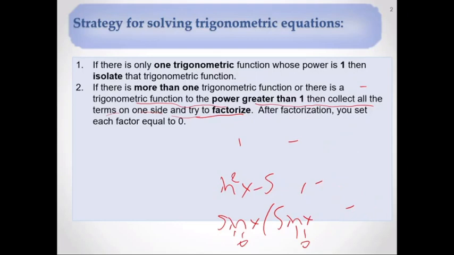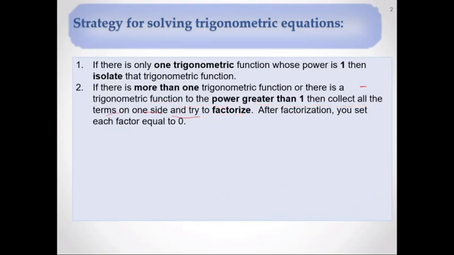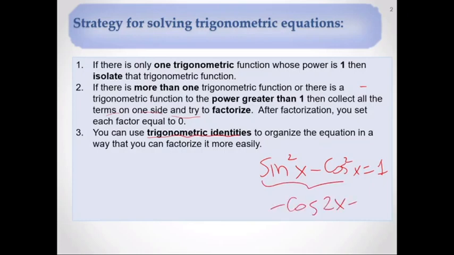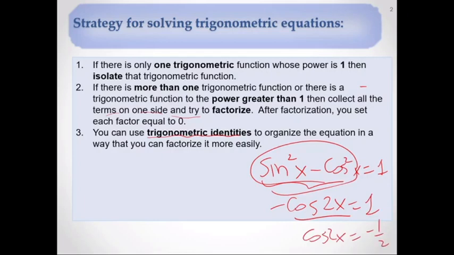And another way is, sometimes you might be given some different terms, and you can use trigonometric identities to organize them. For example, I say sine squared x minus cosine squared x equal to something, let's say 1. And what is this? Indeed, this is like minus cosine 2x. And by using the identity, you can say it's this. So you can try to change the equation to this, and then you can solve this one.